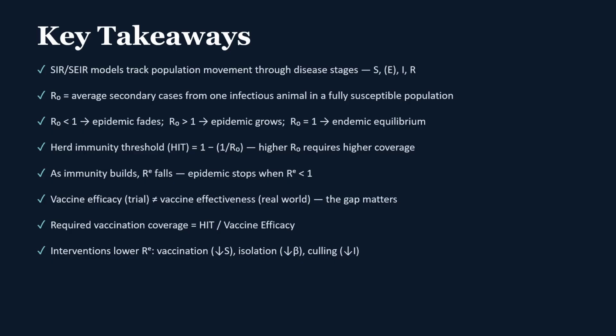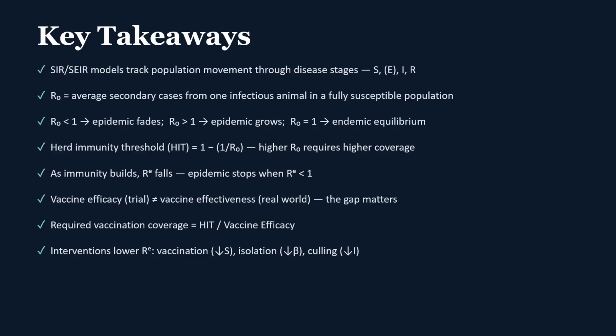Summary. SIR and SEIR models partition populations into disease compartments and model flow between them. R0 is the fundamental epidemic parameter. Below 1 means extinction, above 1 means growth. The herd immunity threshold is 1 minus 1 over R0. Higher R0 diseases require higher coverage. As immunity builds, RE falls. Epidemics stop when RE crosses below 1.